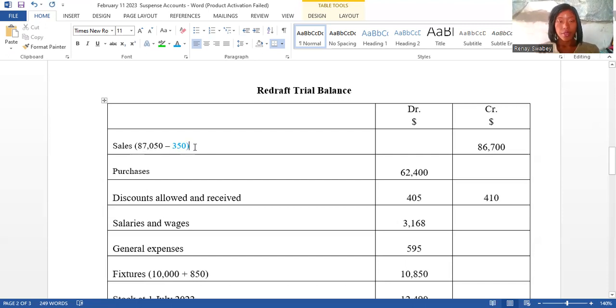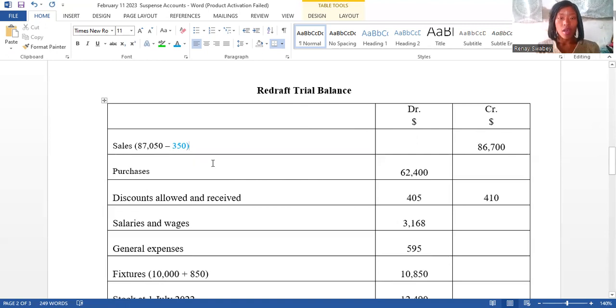Now, when you use your calculator and you subtract $350 from $87,050, you will now have $86,700. However, if you were creating a T account, you would know that the sales would have a credit balance, and that is why in the trial balance, it also has a credit balance.